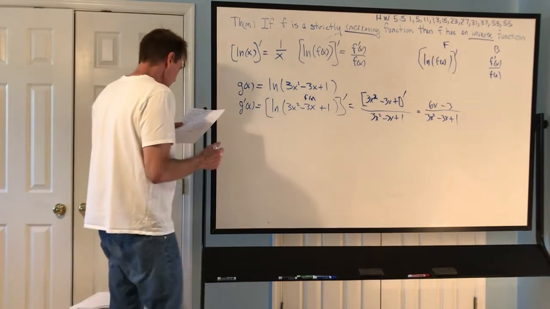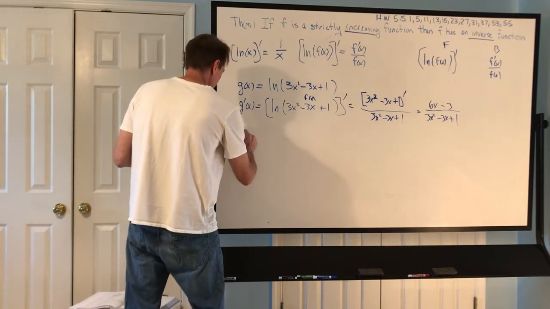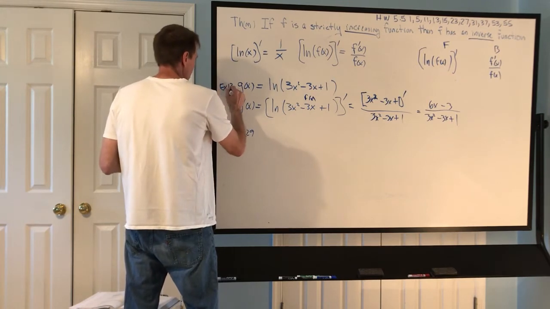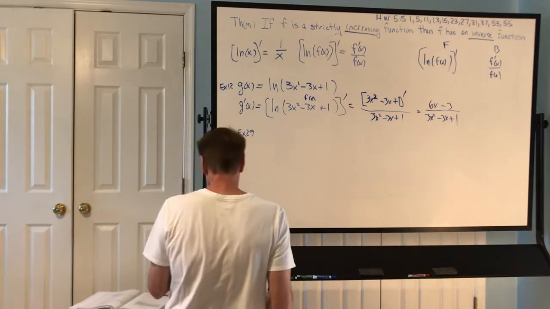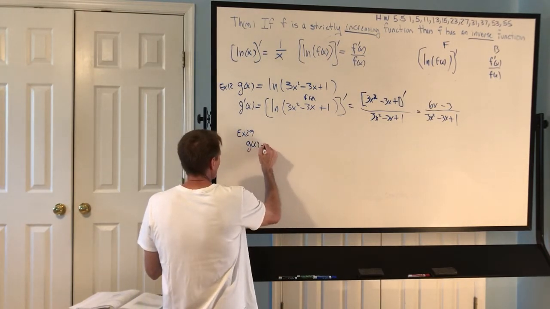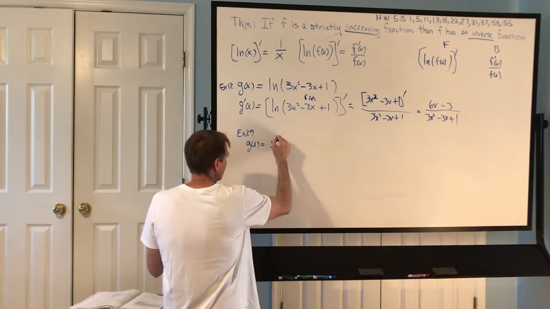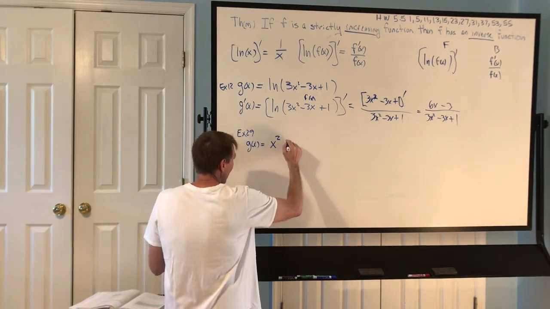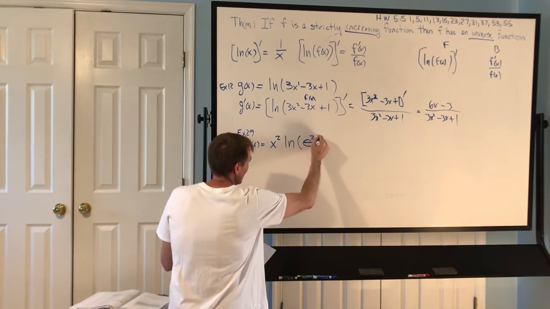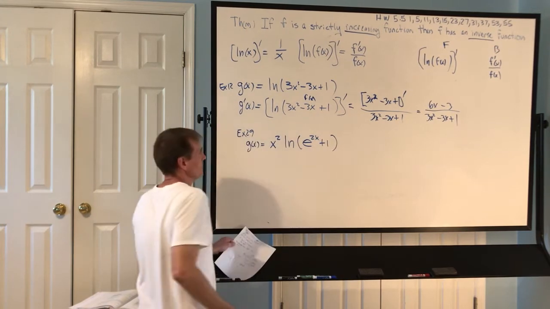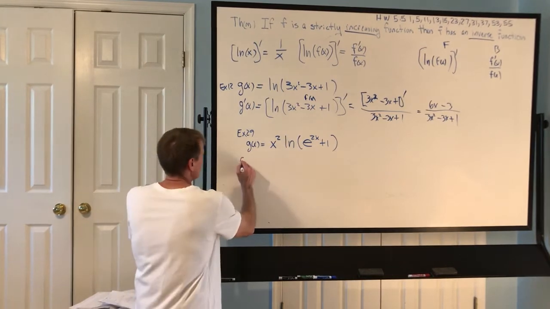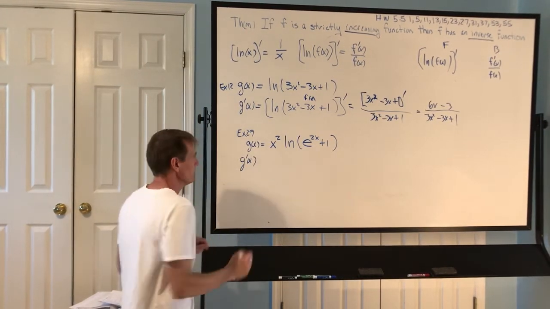The next exercise is exercise 12. Now here they're asking, ooh, this looks nasty. Okay, they've got a function g of x equal to x squared times the natural log of e to the 2x plus 1. Okay, and what they want us to do is find the derivative of this.